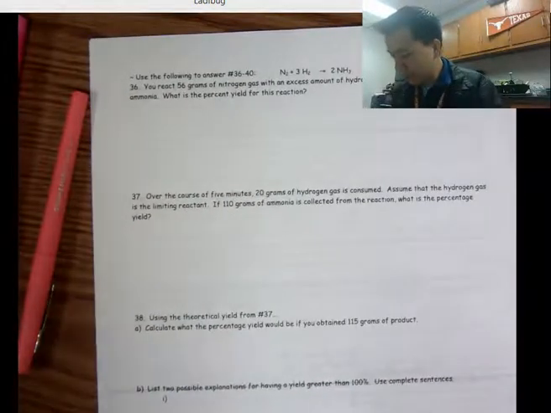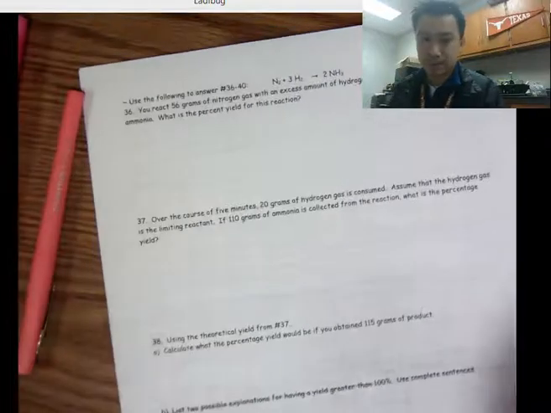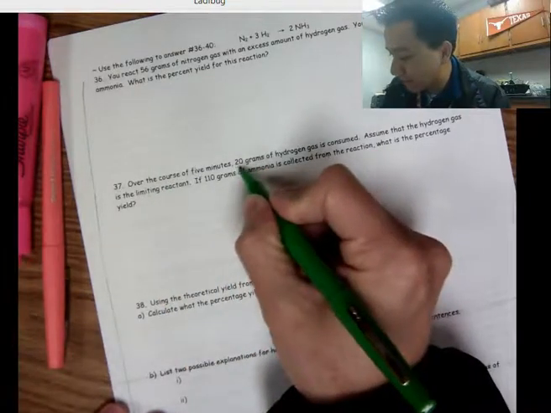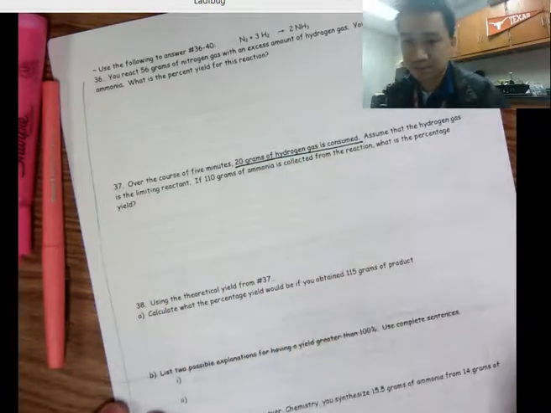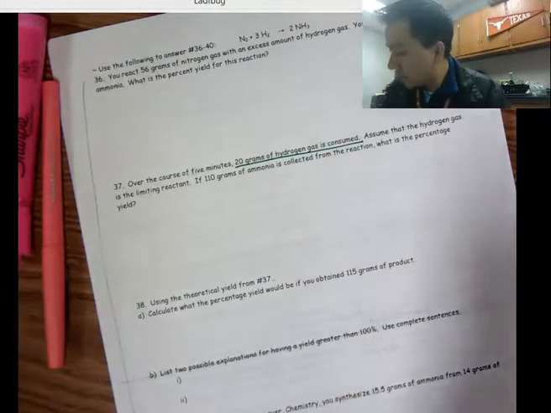Okay, let's do number 37. You will complete 36 to 40, but I'll do 37 with you. Over the course of 5 minutes, 20 grams of that was consumed. That's consumed, used up. That's not produced, so that's not your actual. Assume that hydrogen gas is the limiting reactant.